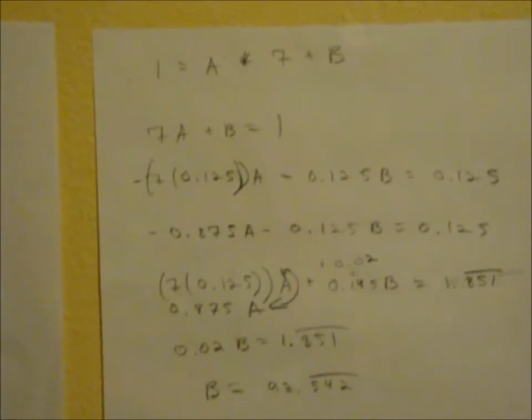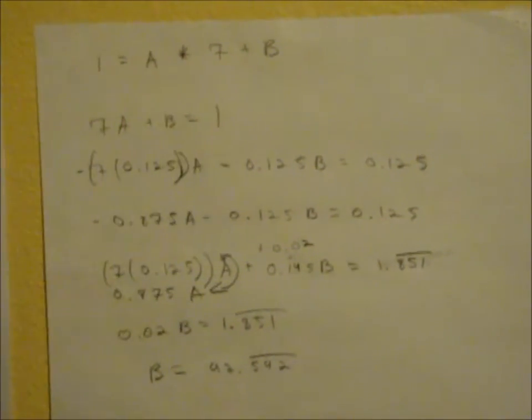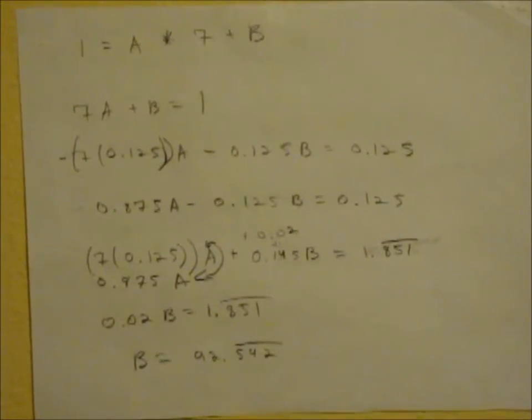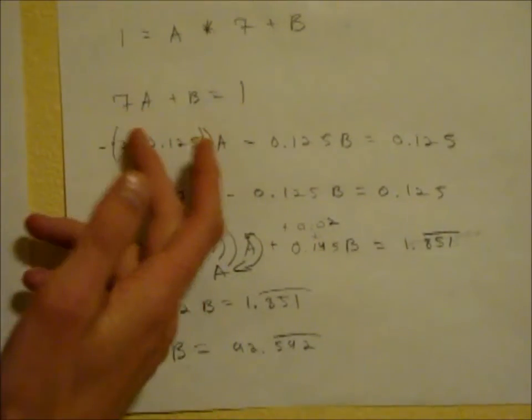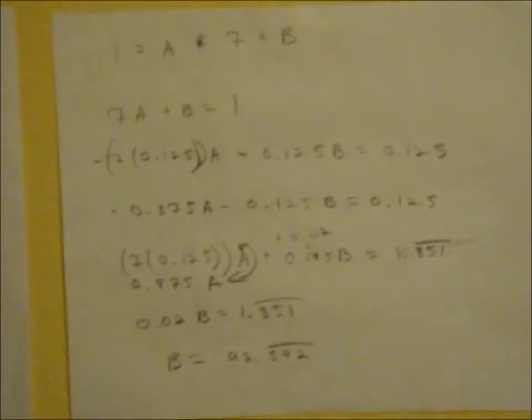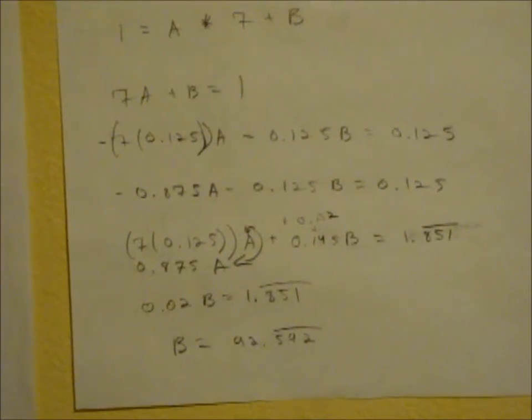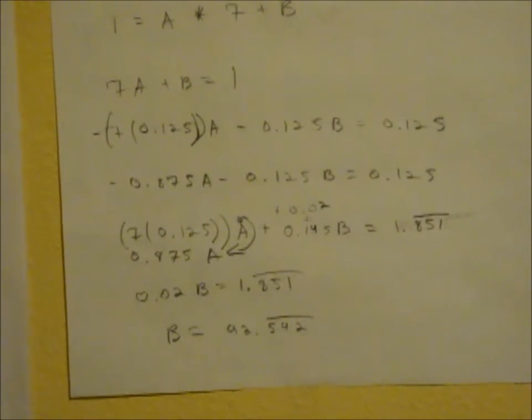So basically, what I did is I had y, which was 1, which was the coded number, and then I substituted 7 for x. So basically, I multiplied 7 times a plus b equals 1. Then I used the process of elimination to solve what b was.